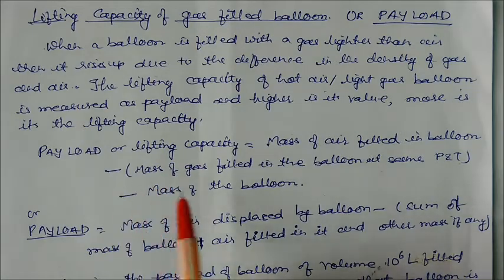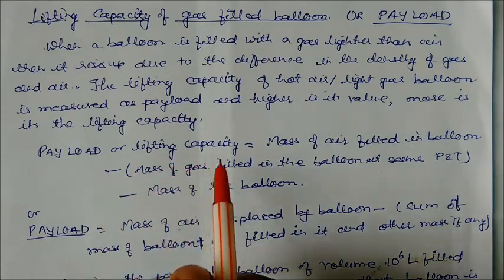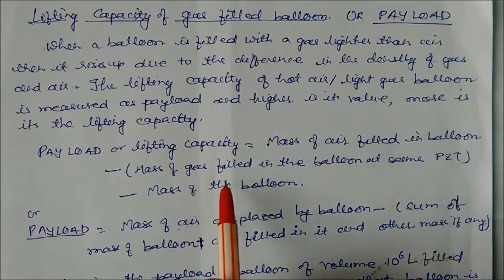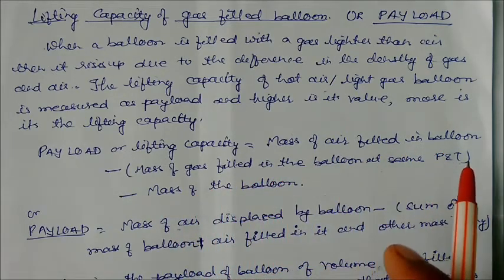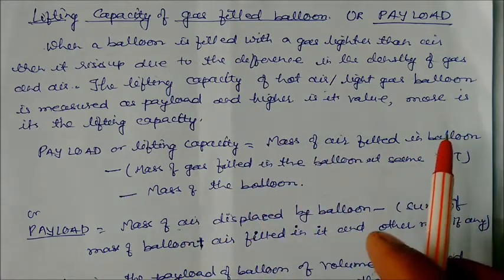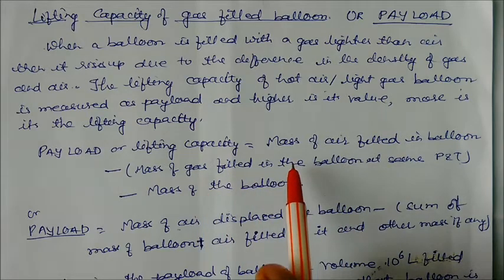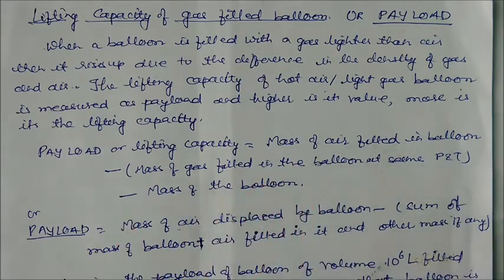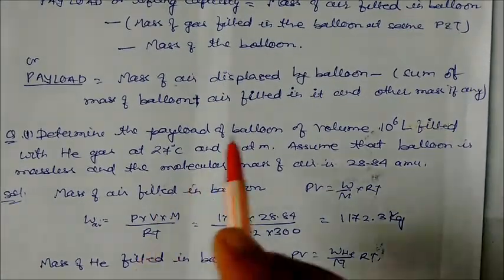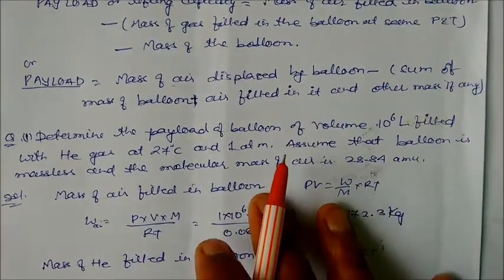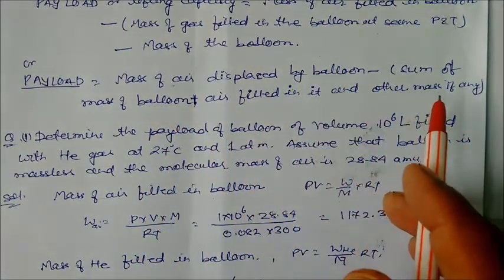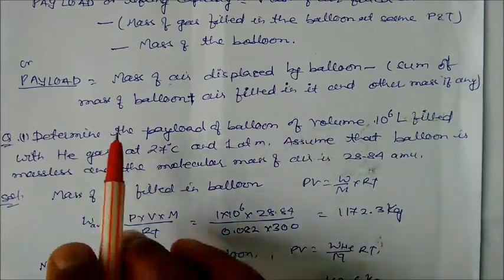So we can write it in the form of an equation also. Payload or lifting capacity is equal to mass of air filled in balloon minus mass of the gas filled in the balloon at the same pressure and temperature, minus mass of the balloon. This is the equation. Or another equation is: mass of the air displaced by balloon minus the sum of the mass of the balloon plus gas filled in it and other mass, if any. This is also called payload.